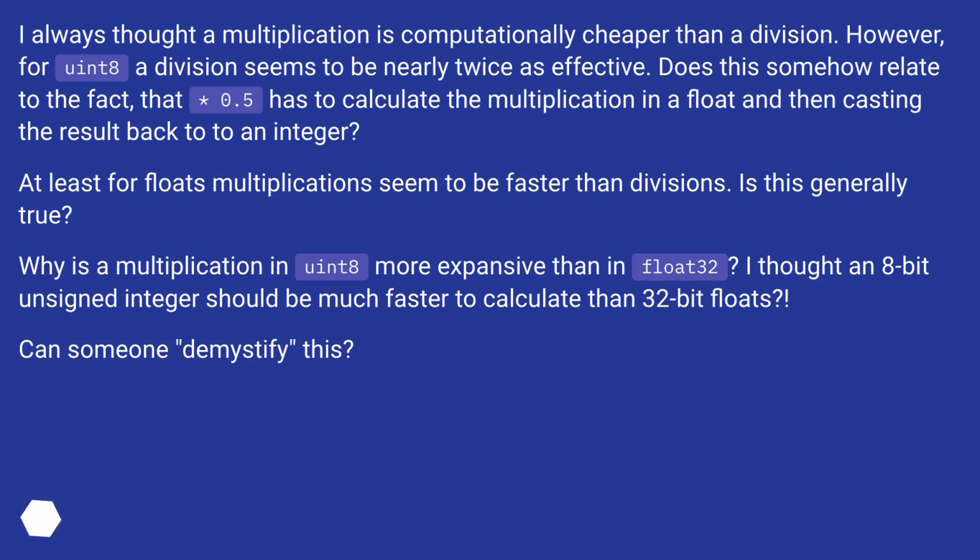At least for floats, multiplications seem to be faster than divisions. Is this generally true? Why is a multiplication in uint8 more expensive than in float32? I thought an 8-bit unsigned integer should be much faster to calculate than 32-bit floats. Can someone demystify this?